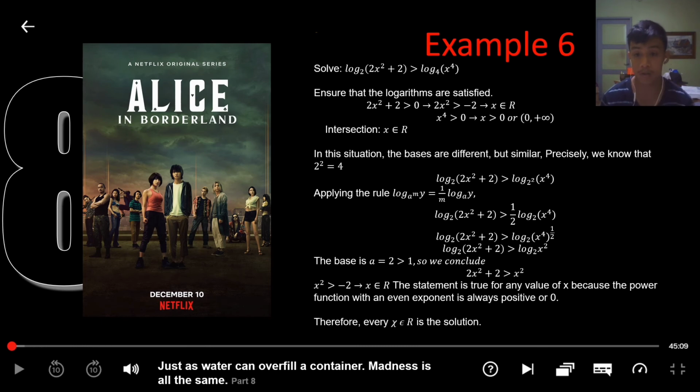So log of 2x squared plus 2 with base 2 is greater than log of x squared with base 2. The base a is equal to 2, which is greater than 1. So we conclude that 2x squared plus 2 is greater than x squared. So we have x squared greater than negative 2, x an element of R. The statement is true for any value of x because a power function with an even exponent is always positive or 0. Therefore, every x element of R is the solution.